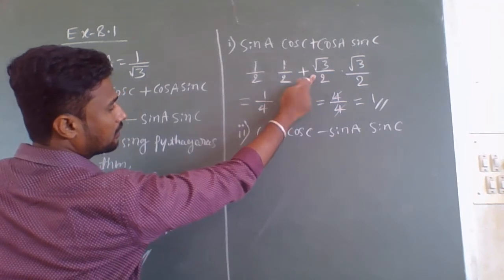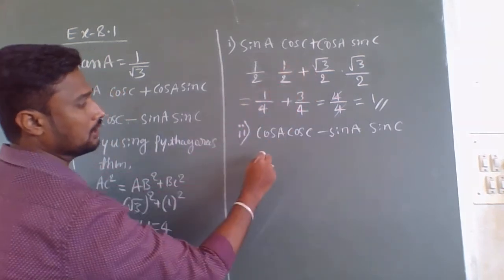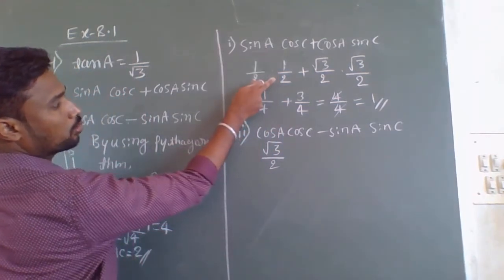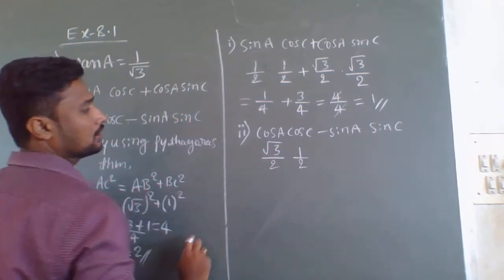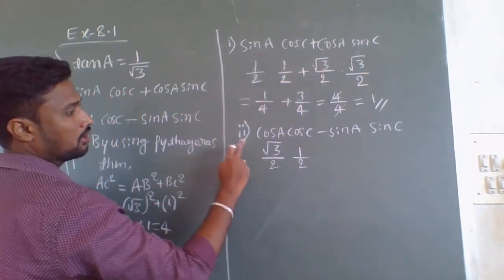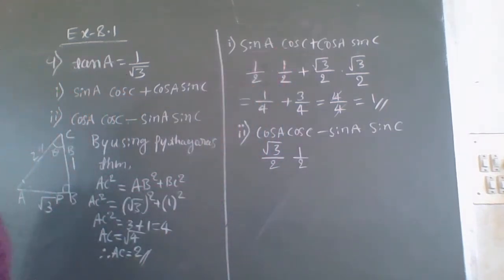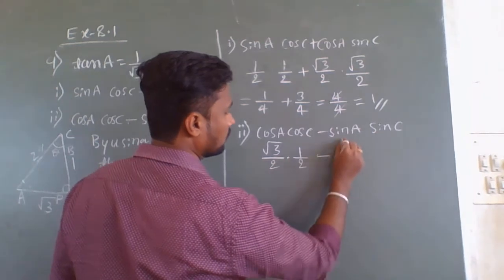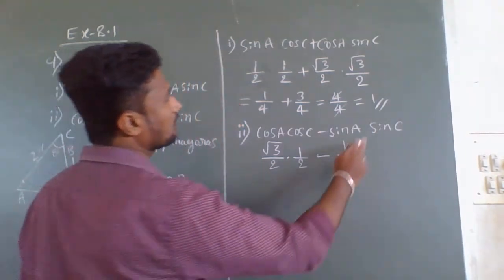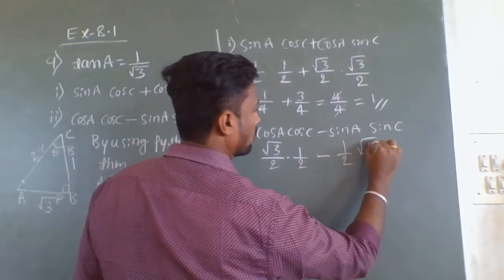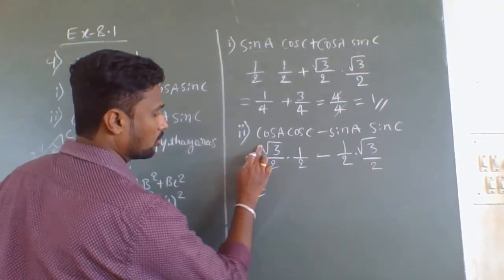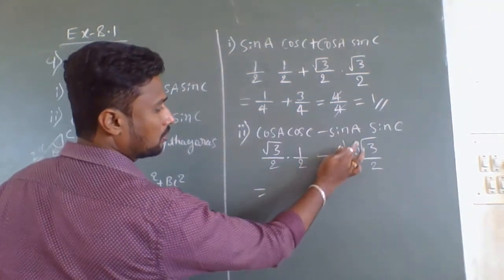So here cos A is, we got to know that root 3 by 2, and cos C value is 1 by 2. Here cos A value is root 3 by 2 and cos C value is 1 by 2. So now minus sin A value is 1 by 2, sin C value is root 3 by 2. Okay. So now root 3 by 2 into 1 by 2 minus 1 by 2 into root 3 by 2.